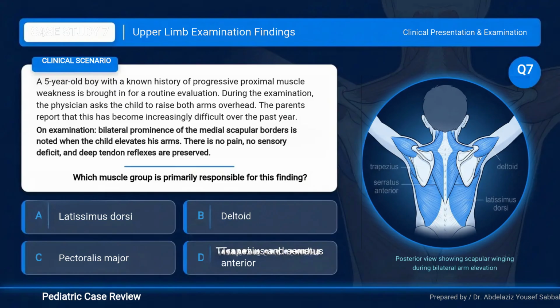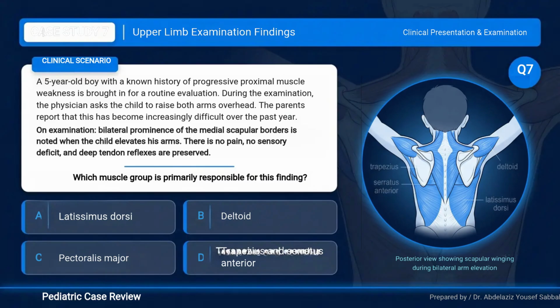Case Study 7. A 5-year-old boy with a known history of progressive proximal muscle weakness is brought in for a routine evaluation. During the examination, the physician asks the child to raise both arms overhead. The parents report that this has become increasingly difficult over the past year. On examination, bilateral prominence of the medial scapular borders is noted when the child elevates his arms. There is no pain, no sensory deficit, and deep tendon reflexes are preserved. Which muscle group is primarily responsible for this finding?